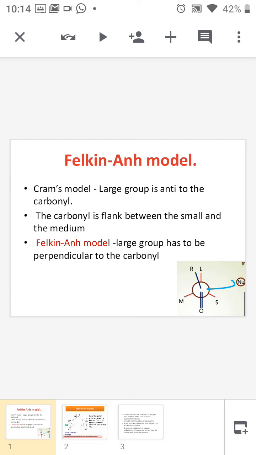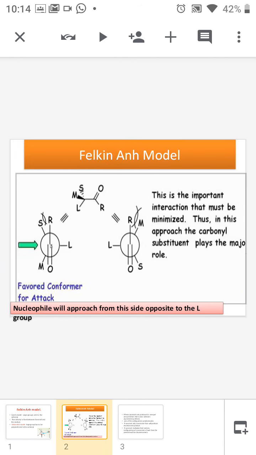So in the Felkin Ahn model, the large group has to be perpendicular to the carbonyl group. So I have shown the Felkin Ahn model like this. So here again we are adding the nucleophile to a carbonyl group, and this carbonyl group is attached to a chiral center. So as we proposed in the Cram's rule, we have to assign the substituents present in the chiral carbon atom, which is connected to a carbonyl group, as medium, large and small.